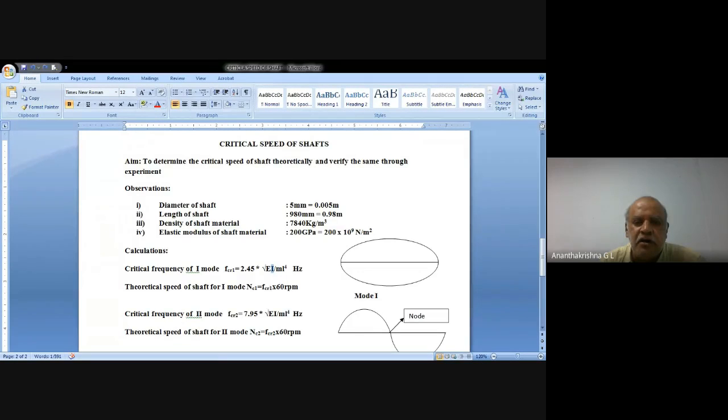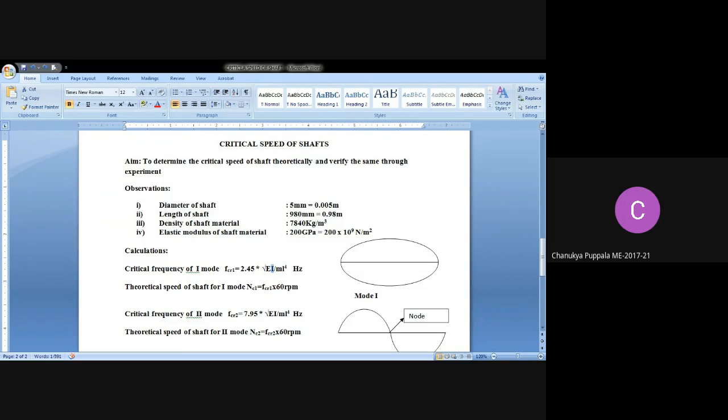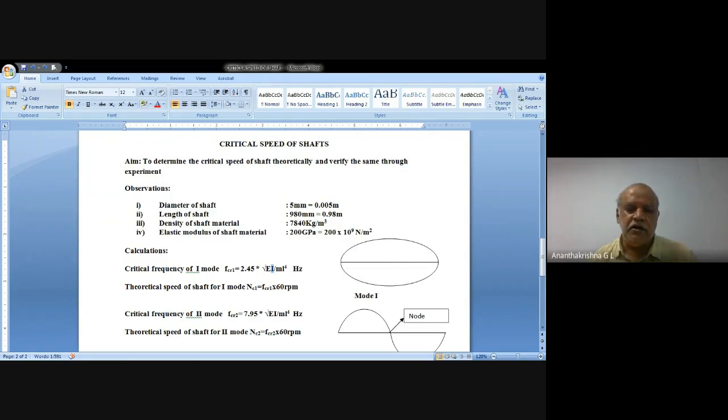Rajat, Simika, Chanakya. What is the equation for finding out the moment of inertia of a member of circular cross section? What is the equation for I value, moment of inertia? Pi d power 4 by 64, sir. Excellent, Chanakya. Good. I is pi d 4 by 64.